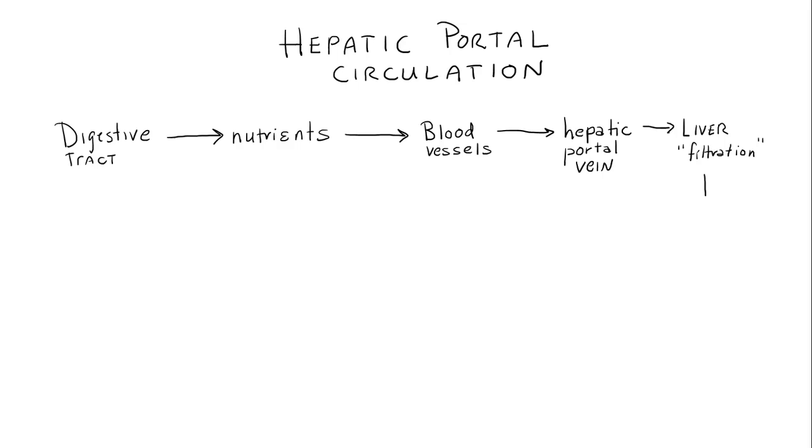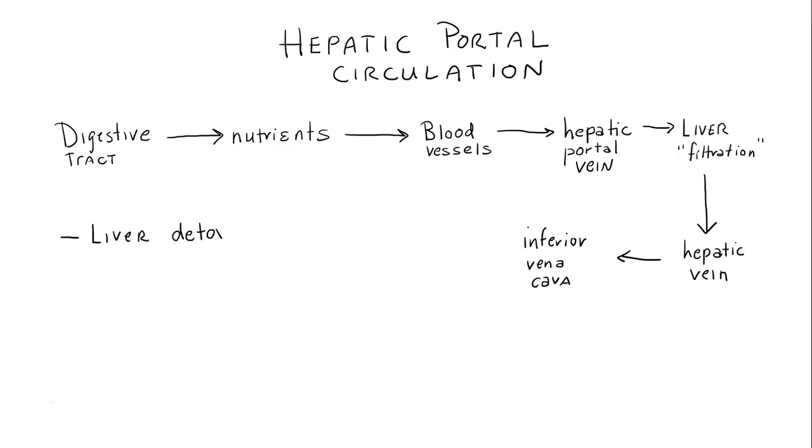It's going to take out pathogens and poisons from the blood and detoxify things that you ate that are not good for the body. And then it's going to send the blood from the hepatic portal vein to the inferior vena cava, which leads to the heart. That's the hepatic portal circulation. So the liver detoxifies the blood, removes pathogens and poisons.